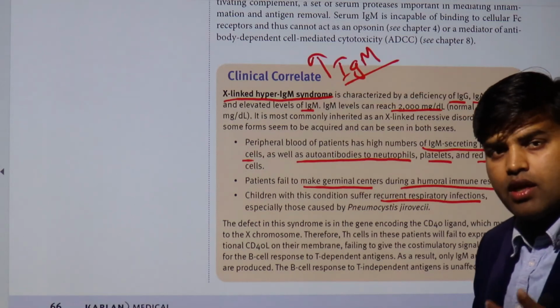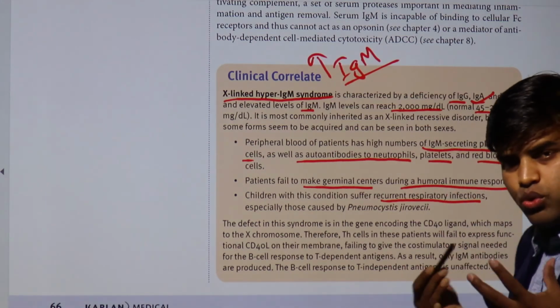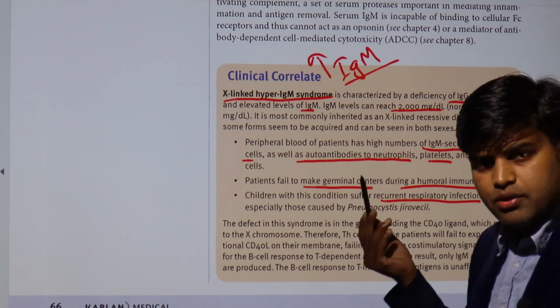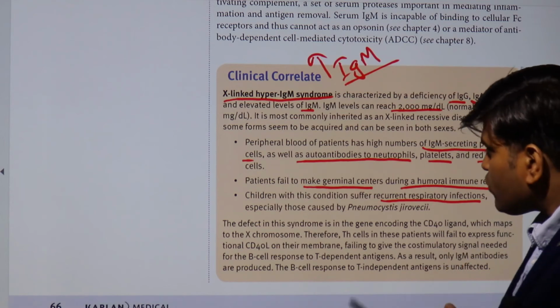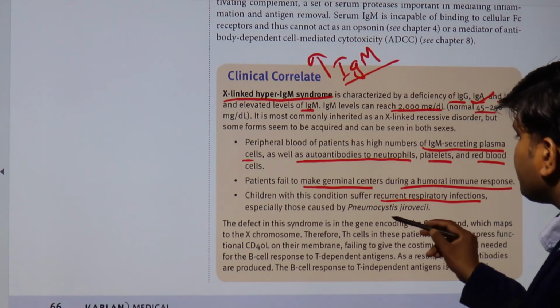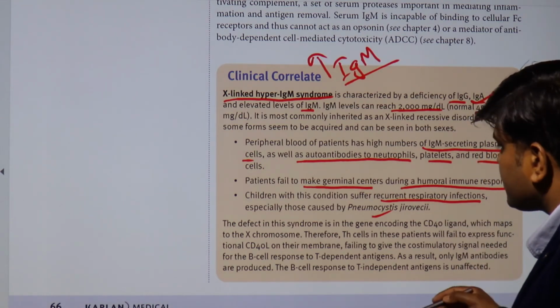Why respiratory tract infection? Because respiratory tract protection is done by immunoglobulin A, and since there is no immunoglobulin A, the patient has only immunoglobulin M, which can only activate the complement but doesn't protect the mucosa of the respiratory tract. Then the patient will suffer from recurrent respiratory tract infections and Pneumocystis jirovecii.